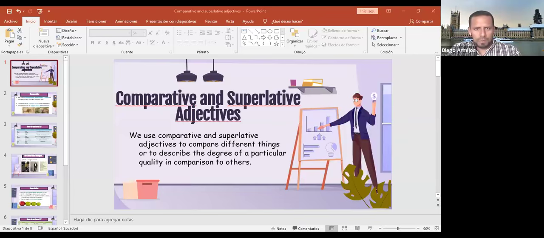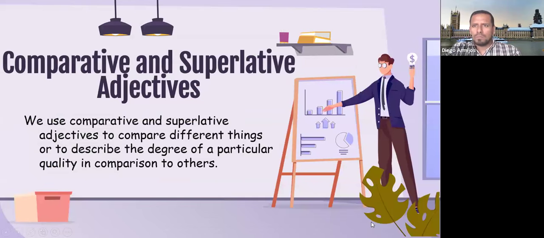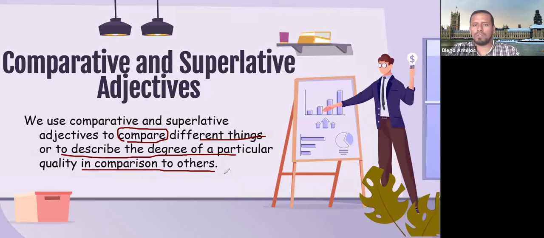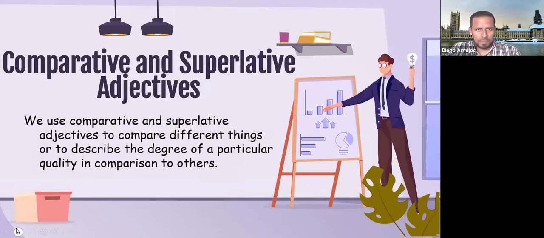Let me share the screen very quickly, guys, because I'm going to show you some pictures here. It says comparative and superlative adjectives. So when do we use it? We use comparative adjectives and superlative adjectives to compare. That is the main thing, guys: to compare different things or to describe the degree of a particular quality in comparison to others. This is very important for you to know. So the theory first, and later on we're going to see some examples.